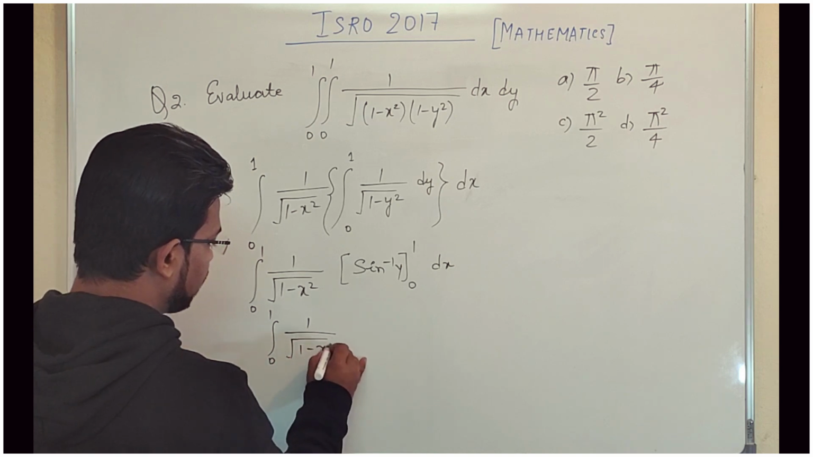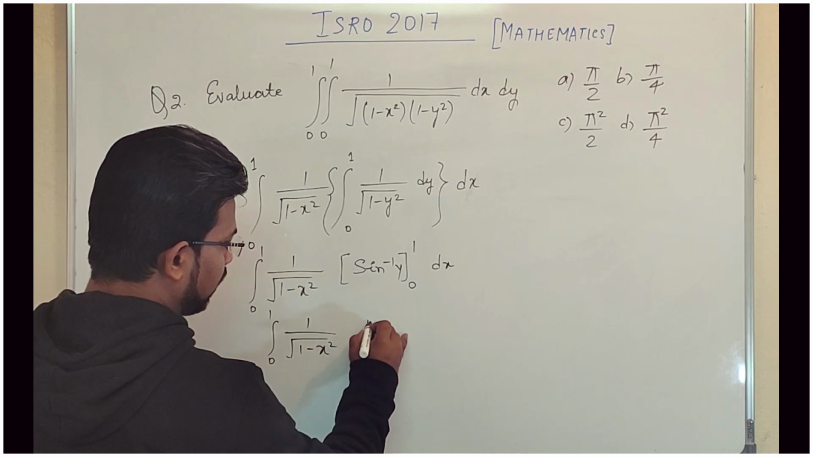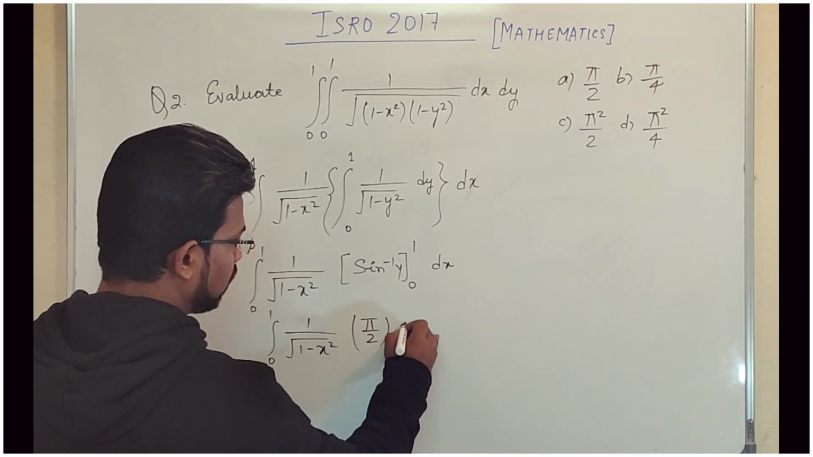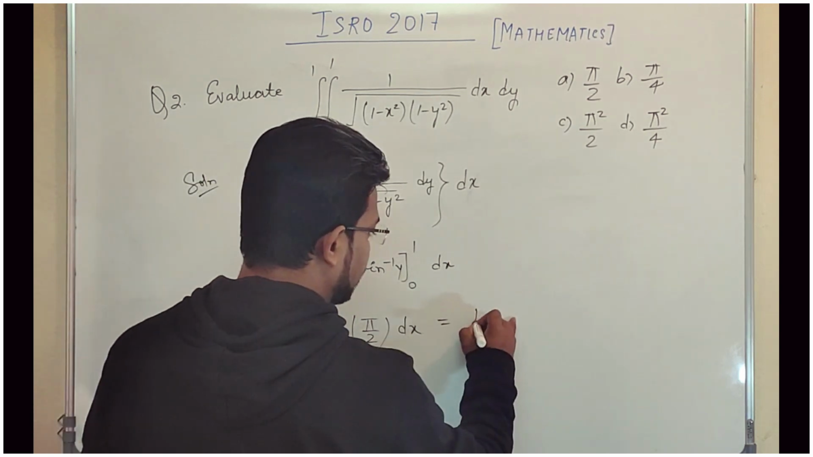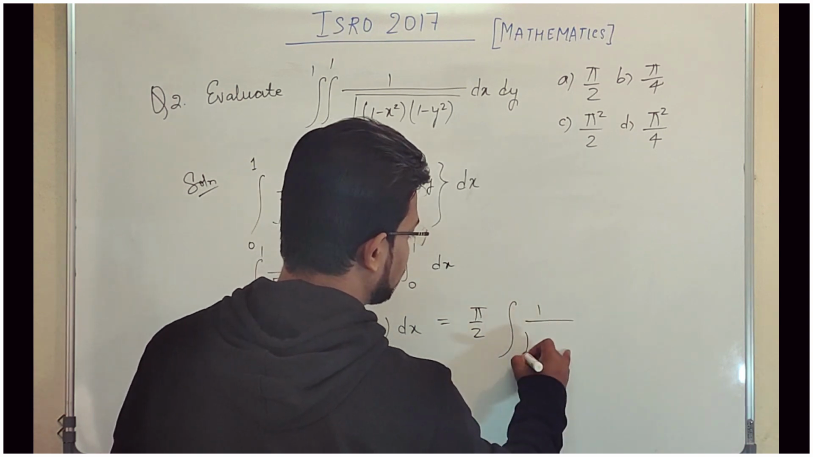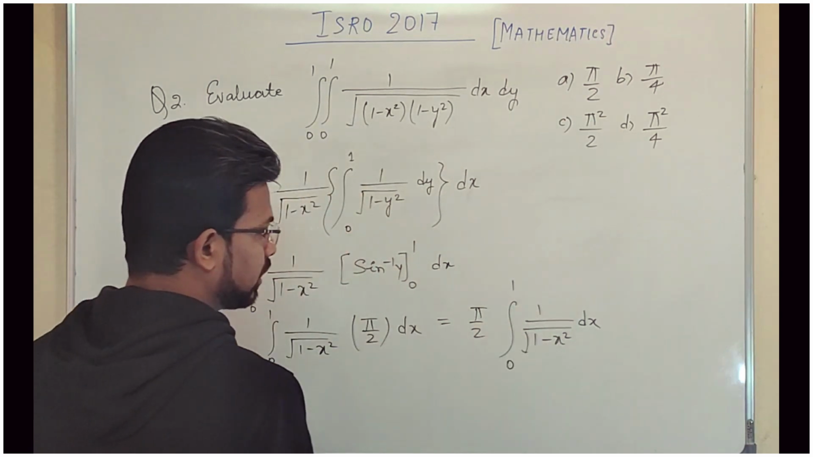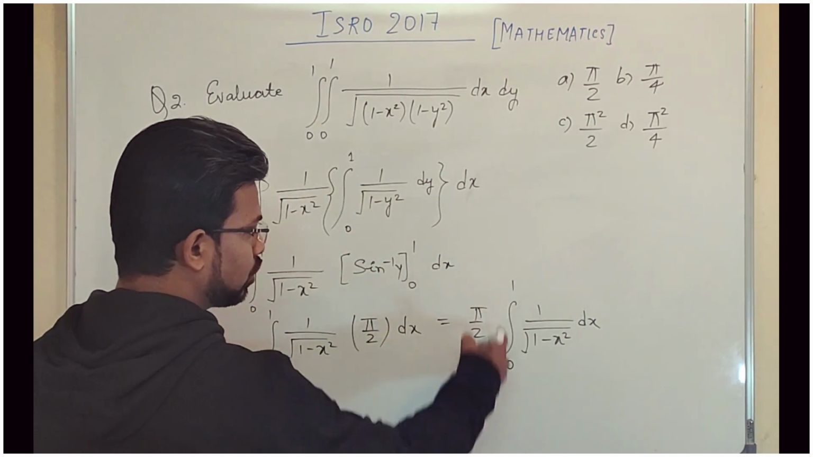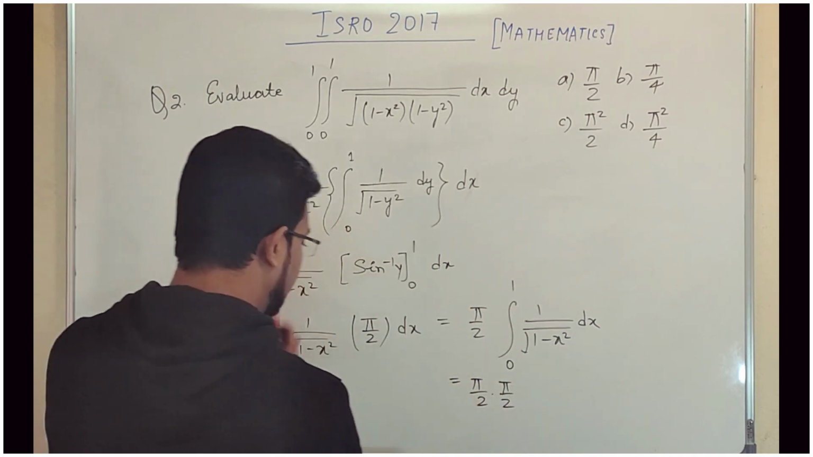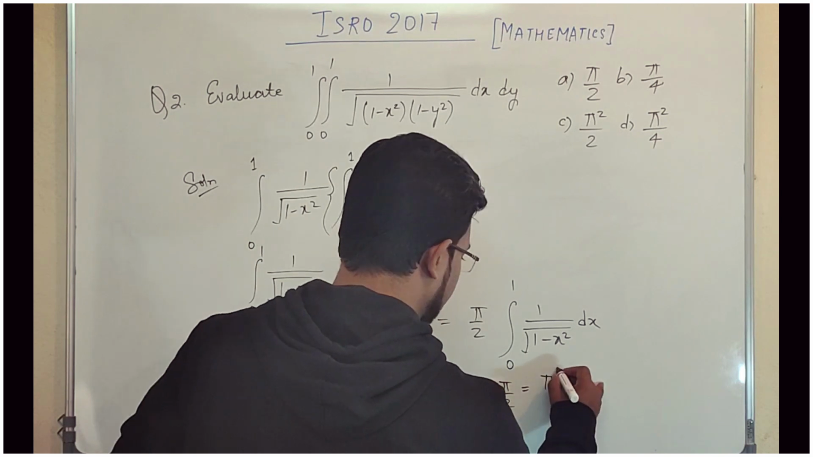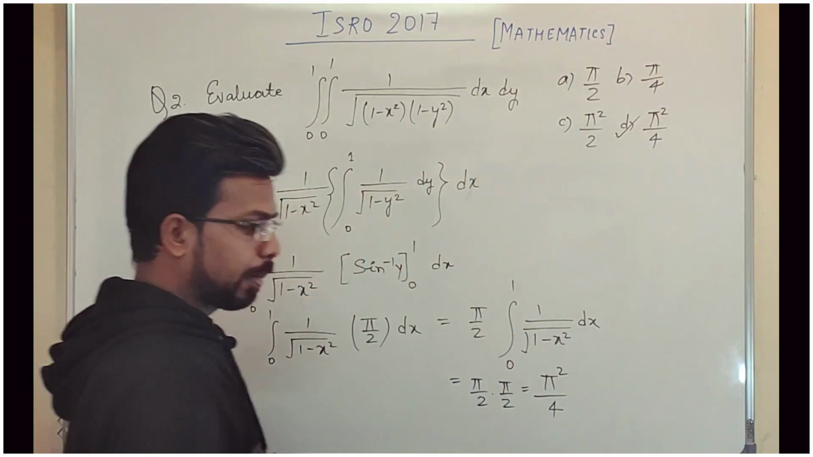If you put the limits, with 1 by root under 1 minus x square, what is this? Sine inverse 1 minus sine inverse 0. So this will be pi by 2, and then dx. This pi by 2 will be taken outside. So pi by 2, integration 1 by root under 1 minus x square dx from 0 to 1. This will be again sine inverse of x, and if you put the limits from 0 to 1, it will be again pi by 2. So here we have pi by 2 multiplied by pi by 2, which is pi square by 4. So the correct answer is option number D.